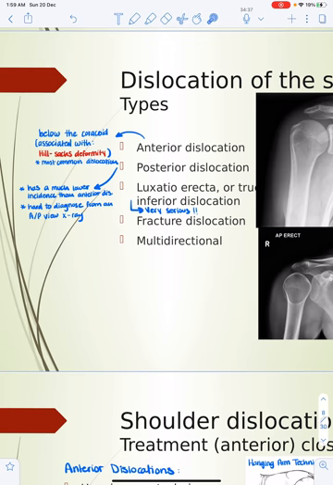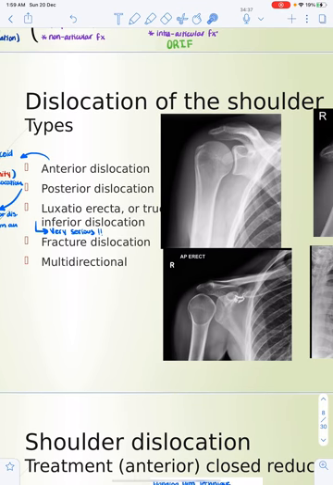So inferior dislocation, from its name, the humeral head dislocates inferiorly, so the head goes downwards. Okay, this is very serious. It is very important to learn about it and understand how it happens, because its complications are very severe.